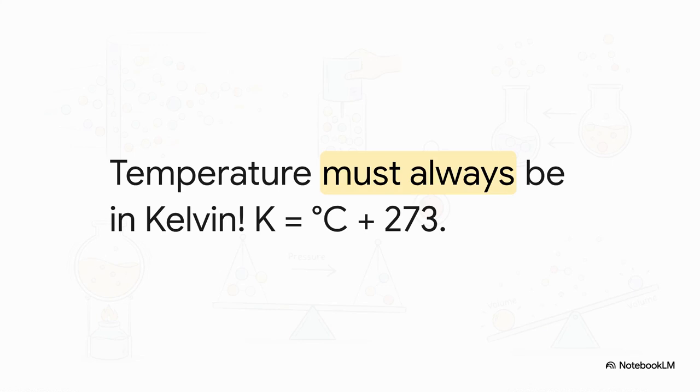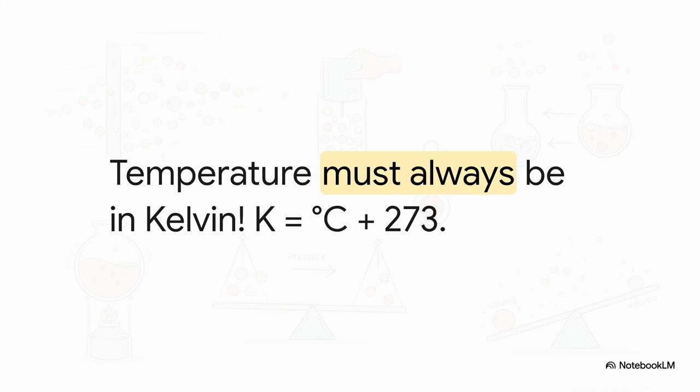Wait, before we move on, I have to highlight a massive, totally non-negotiable mathematical rule here. When you're using literally any of these gas law formulas, your temperature must always be in Kelvin. Not Celsius, not Fahrenheit, Kelvin. You simply add 273 to your Celsius temperature. Why? Well, because the Kelvin scale has no negative numbers. If we use negative temperatures in our math, we'd calculate negative volumes and negative pressures, which physically makes absolutely no sense in our universe.